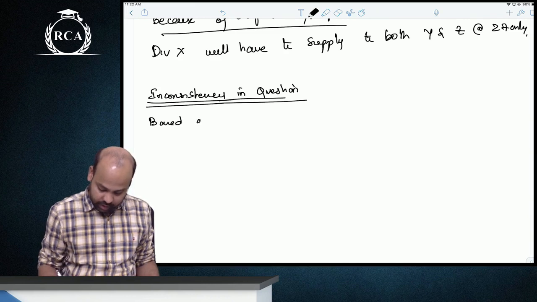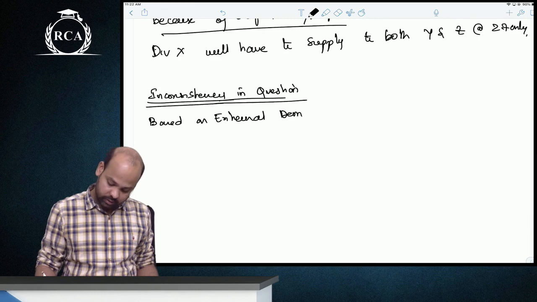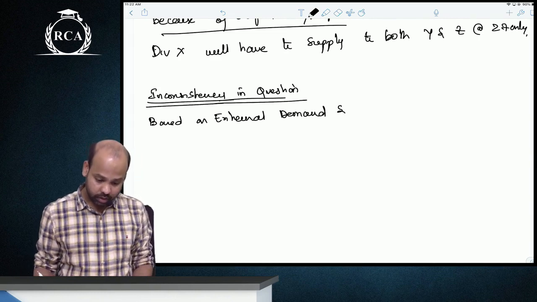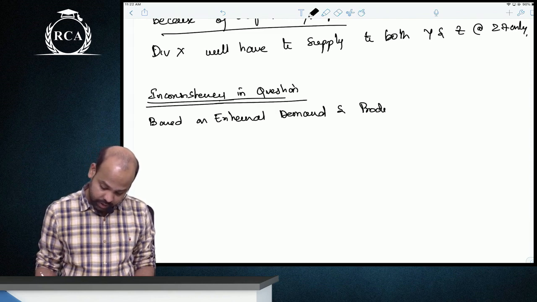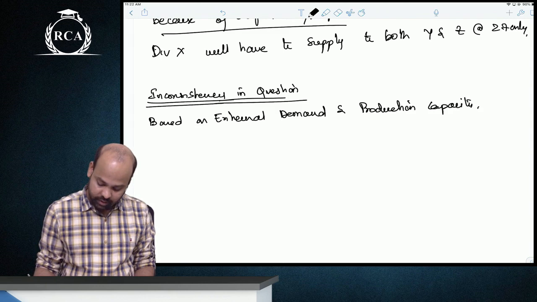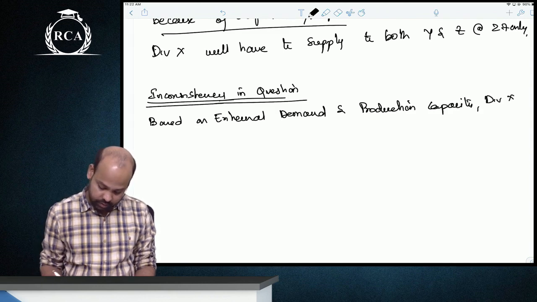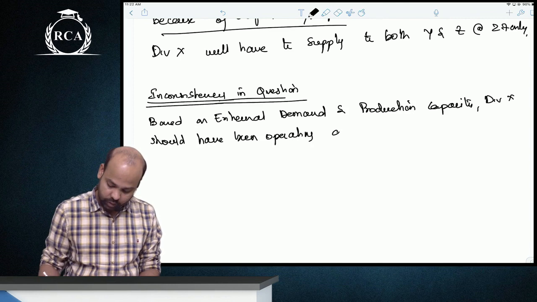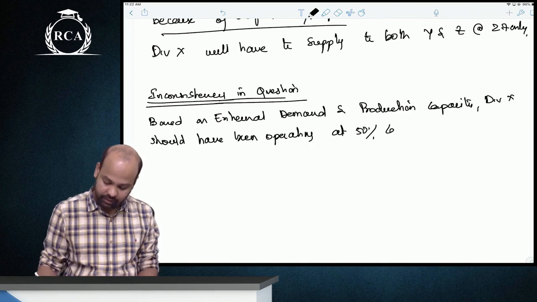Based on external demand and production capacity, division X should have been operating at only 50% capacity. How 50% capacity, sir?